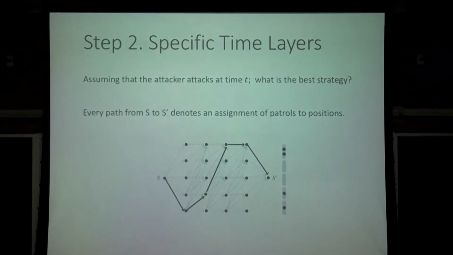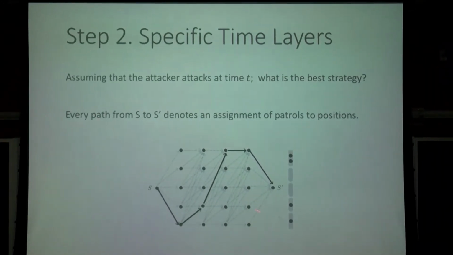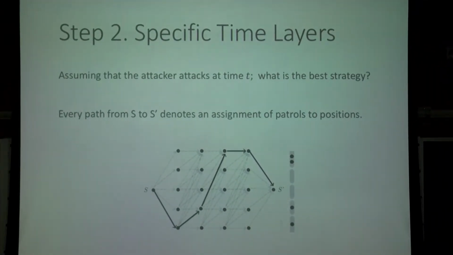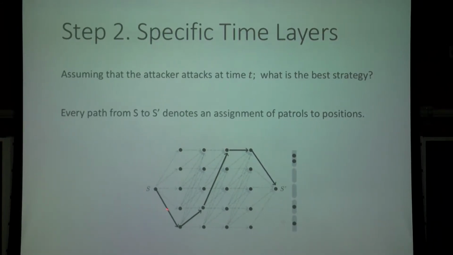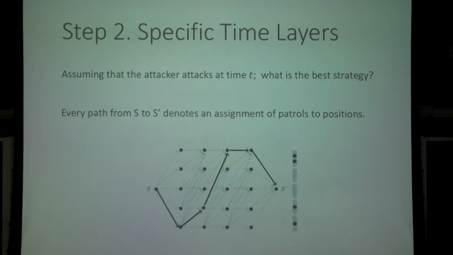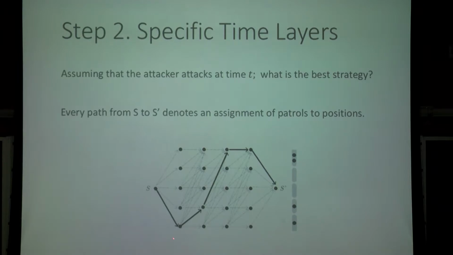Okay, now every path from S to S prime denotes an assignment of patrol rows to positions. Consider this path for example. The first column specifies the location of the first patrol row. So this means that the first patrol row is at location 1, and the second patrol row is at location 2, and the third and fourth patrol rows are both at location 5. So it could be shown that there's a one-to-one mapping between assignments of patrol rows to positions and these paths.